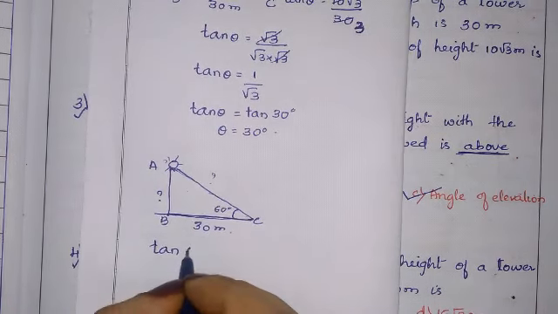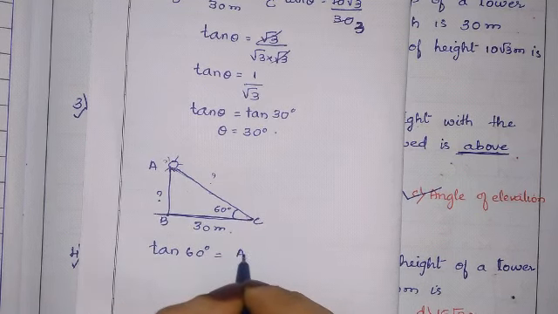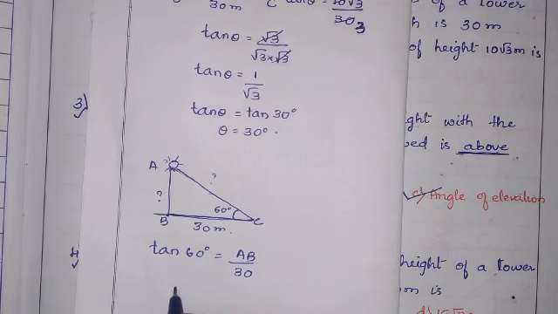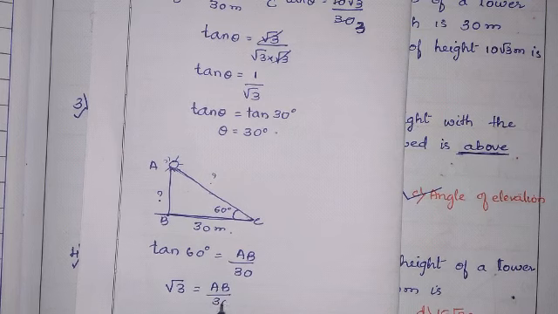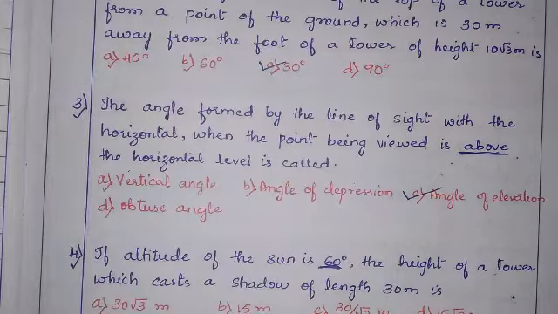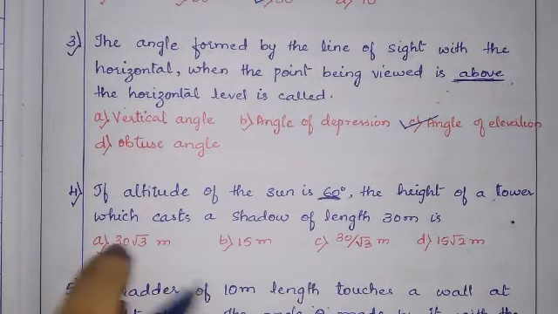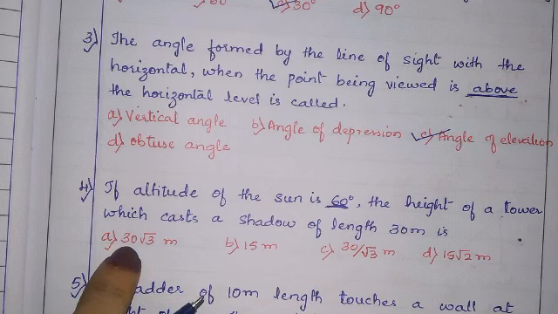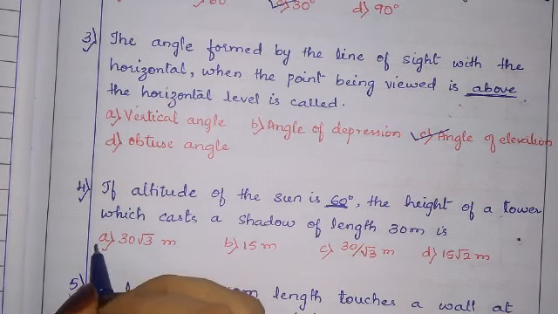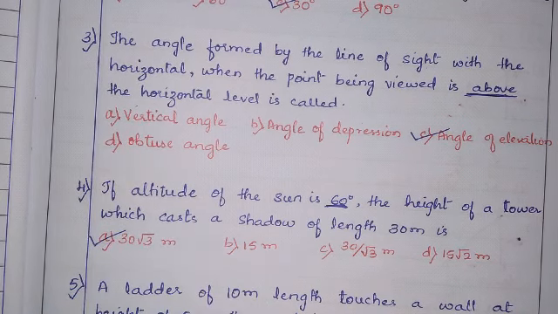Okay, tan 60 degree is equal to AB upon the adjacent side, 30. Tan 60 is nothing but root 3. Root 3 is equal to AB upon 30. We have to cross multiply. AB is equal to 30 root 3. Let us check whether we have 30 root 3 in our options. Yes, 30 root 3 is the first option. That is, we have got the answer of 30 root 3. Okay, Option A is the correct option.